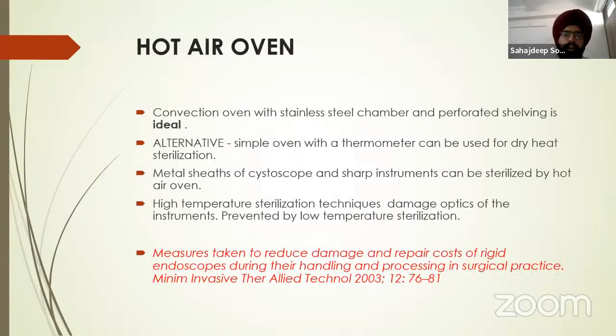The other option for high temperature sterilization is the hot air oven. Ideally, it should be a stainless steel chamber with perforated shelving. Here the convection current is passed. Alternatively, a simple oven with a thermometer can also be used for dry heat sterilization. Metal sheaths of cystoscopes and sharp instruments can be sterilized by hot air oven. High temperature sterilization techniques damage the optics of instruments, the older rod lens system optics being damaged by the high temperature sterilization, and this can be prevented by using low temperature sterilization.